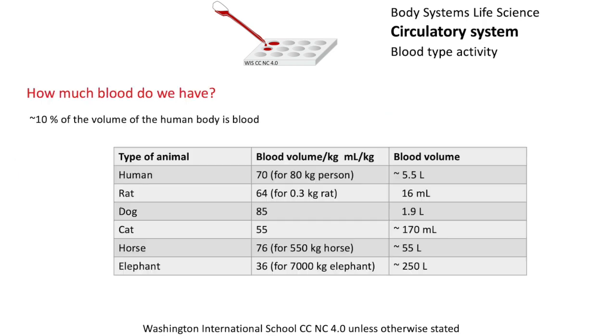glucose and electrolytes. So how much blood do we have? An adult has about 5.5 litres, about 10% of the volume of the human body. And pause to look at the other animals listed there.